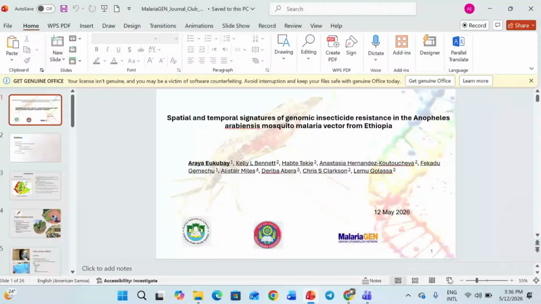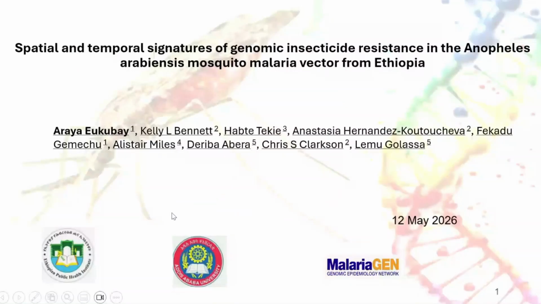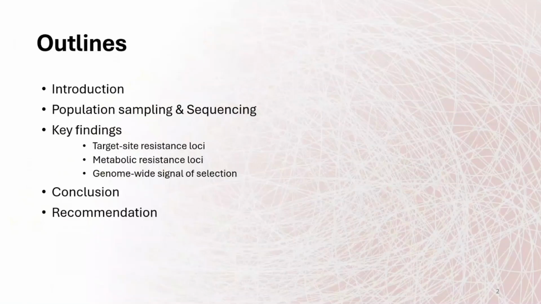So I will be talking on spatial and temporal signatures of genomic insecticide resistance in the Anopheles arabiensis mosquito malaria vector from Ethiopia. In my presentation, I will follow a brief introduction: why this study matters, how we approached it, what the key findings are, and their implication for malaria vector control.